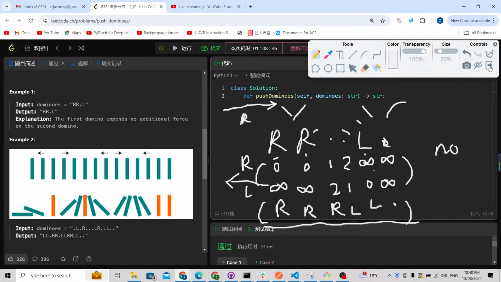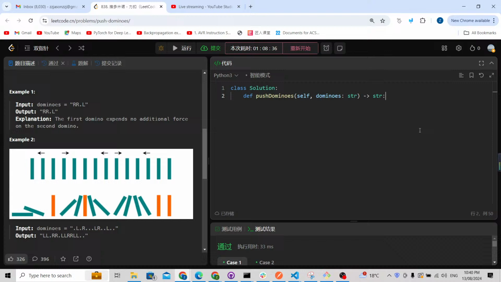So if you understand the simulation, now we can just start coding. We're going to prepare the length of the dominoes. And now I want to prepare a right array and a left array. I'm going to set it to be infinity times the length, and I'm going to prepare a current. For the right array, I'm going to loop through from the left to the right. So I'm going to set infinity for the current position, and then I'm going to loop through it.